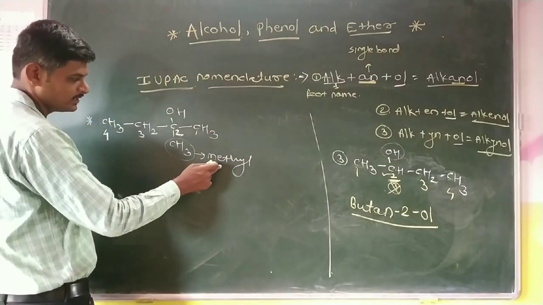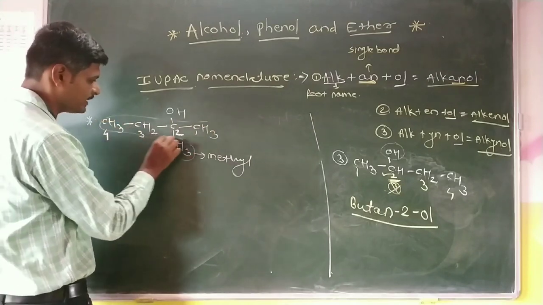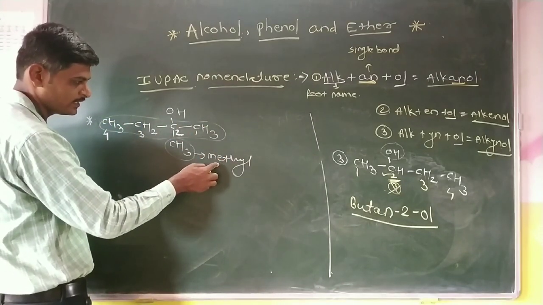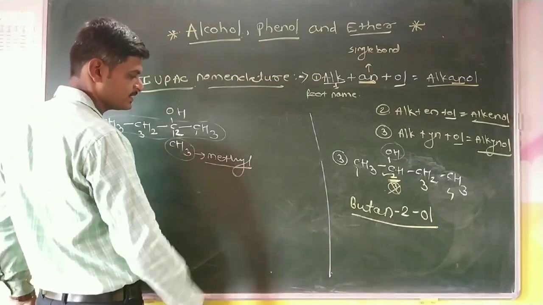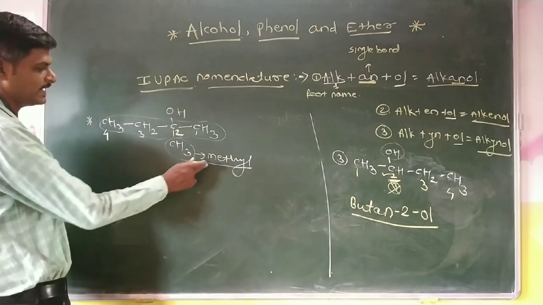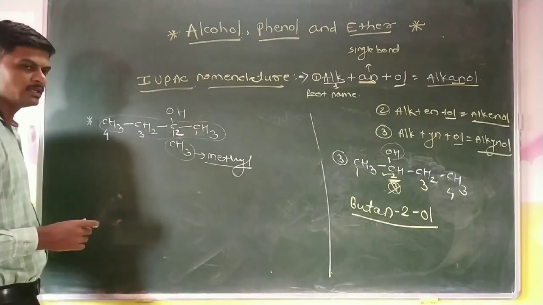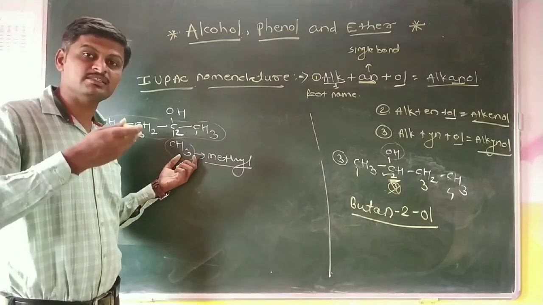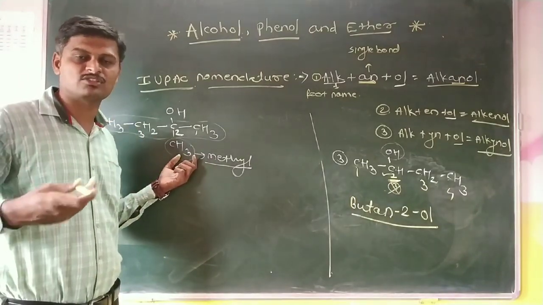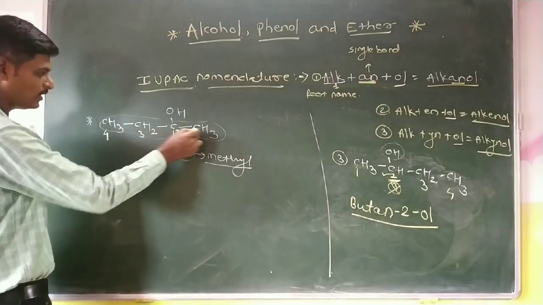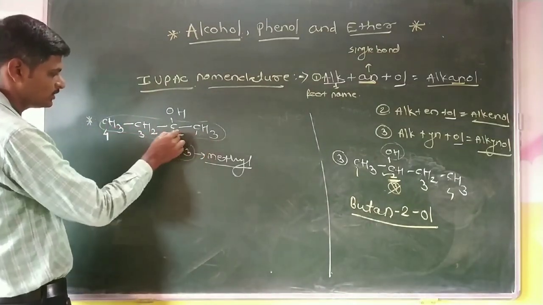This is the parent chain and this is a substituent. The substituent is always named as methyl, ethyl, propyl in form, and it is attached to the second carbon atom. The name of the substituent is written before the parent chain, before the root name. Therefore, the root name of this chain is 1, 2, 3, 4, that is but.